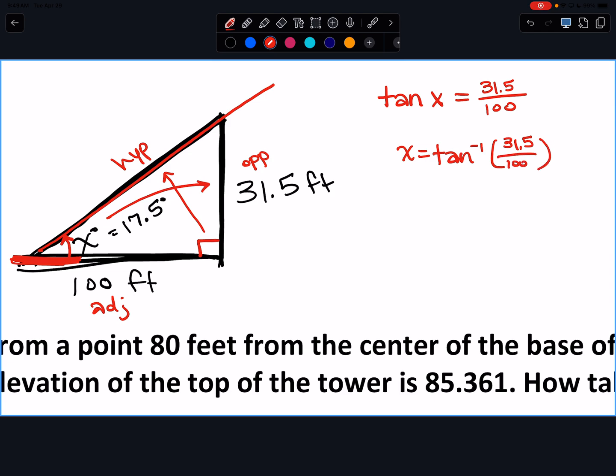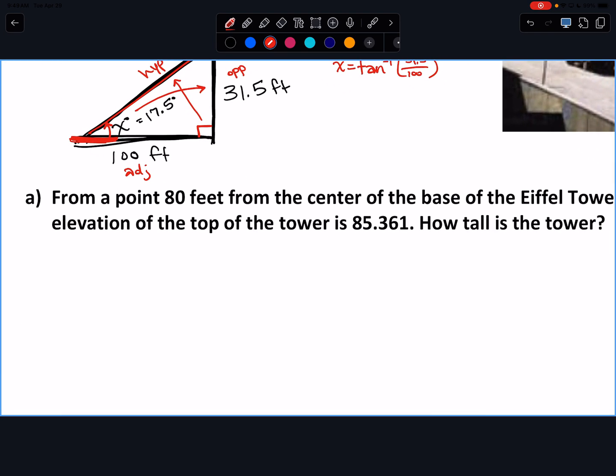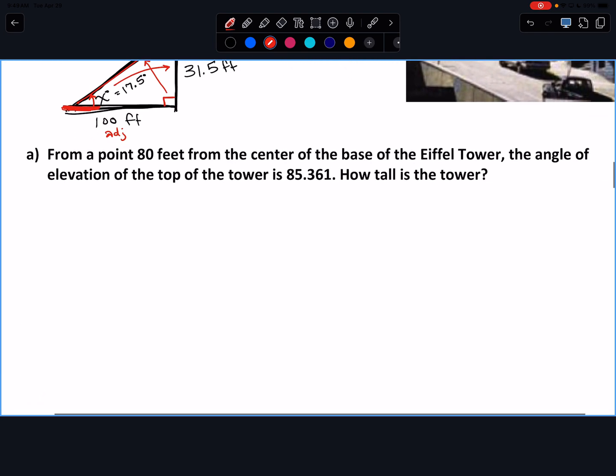All right? Questions? So from a point 80 feet from the center of the base of the Eiffel Tower, the angle of elevation of the top of the tower is 85.361 degrees. How tall is the tower? So you have the Eiffel Tower.